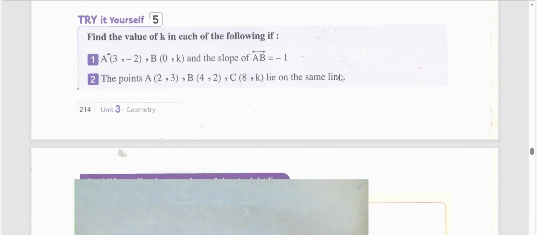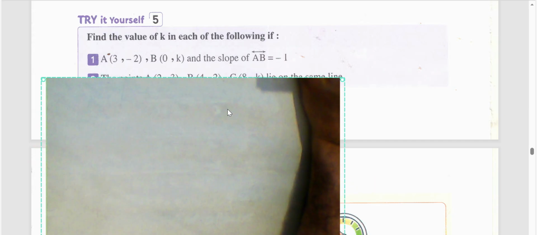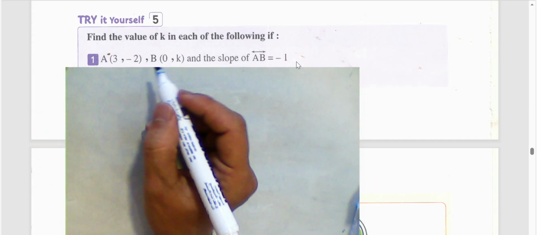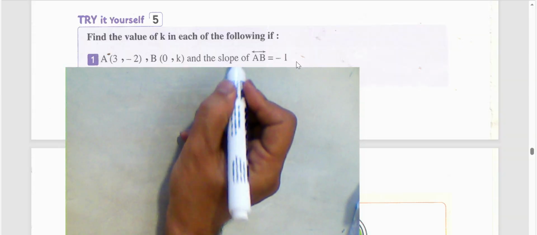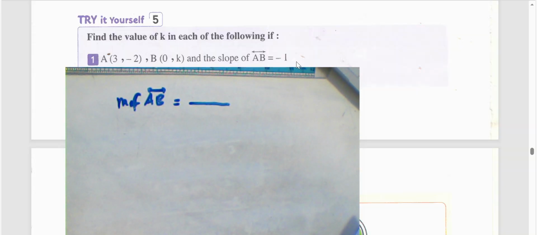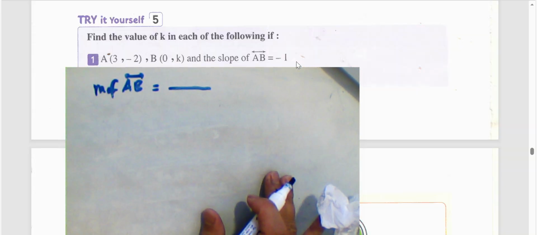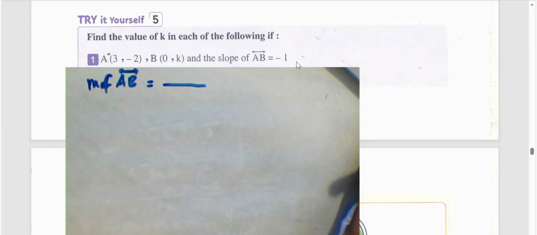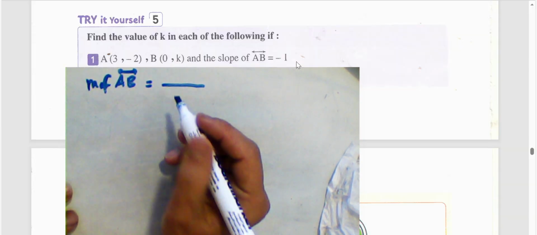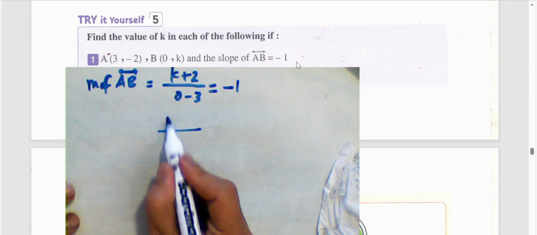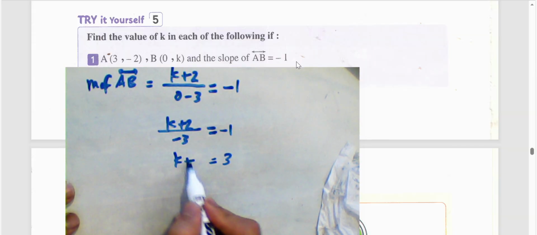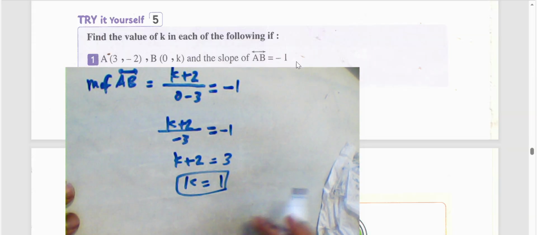Next question, try it yourself. Number 5. He gives me A and B, and the slope of AB equals -1. We know the slope of AB equals y2 minus y1 over x2 minus x1. Here, k minus -2 will be k plus 2 over 0 minus 3. The slope here will be equal to -1. Then k plus 2 over -3 is -1. -1 times -3 equals 3. Then k plus 2 equals 3. The value of k will be 1.